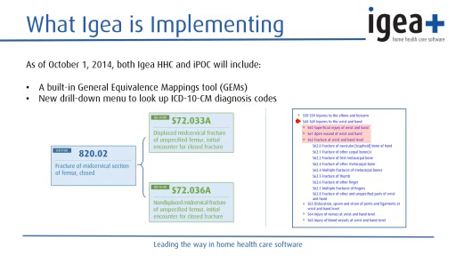And as we keep on clicking the different items, we're going to keep digging deeper and deeper into the index until we find the exact code that we're looking for. So this is a pretty cool feature that will be implemented in both Igea and IPOC, and that will allow us to get those specific codes that we need, whether it's ICD-9 or ICD-10.